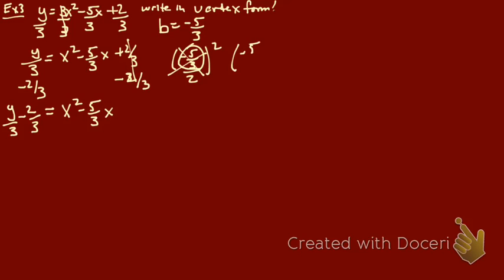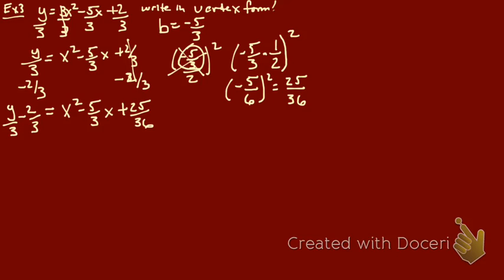Let's do negative 5/3 multiplied by the reciprocal of 2, 1/2. Remember, this is the same as dividing by 2, and we're going to square it. Multiply top to top, bottom to bottom. This is going to be negative 5 over 6 squared, which will be a positive 25 over 36. That is my perfect square number that I'm going to add. So I'm going to add 25 over 36 to both sides.